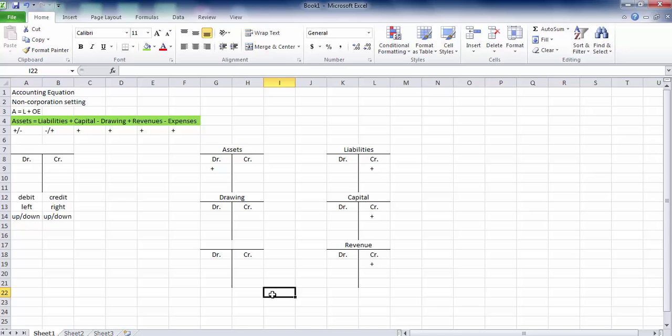Okay, so let's go back and look at it again. Yes, drawing was on the opposite side of the equal sign, but it worked the opposite of this side. So in essence, it works like the left side. So drawing goes up by a debit, because it was on the right side, but it had a minus sign in front of it. So it worked opposite. It worked contra. It was like a negative on this side, and we want to see how it goes up. So it goes up by a debit. And the last category, expenses.